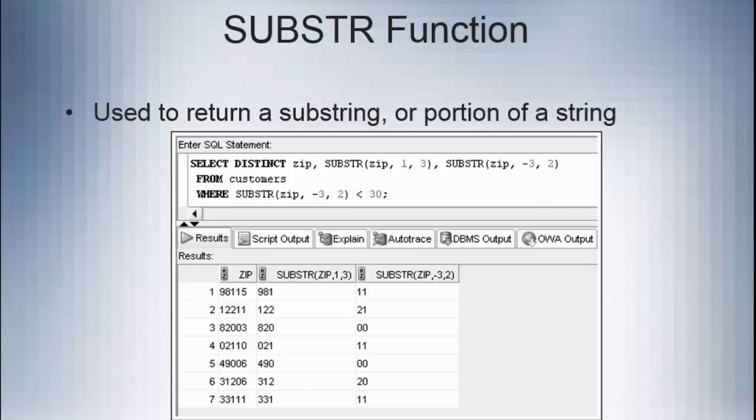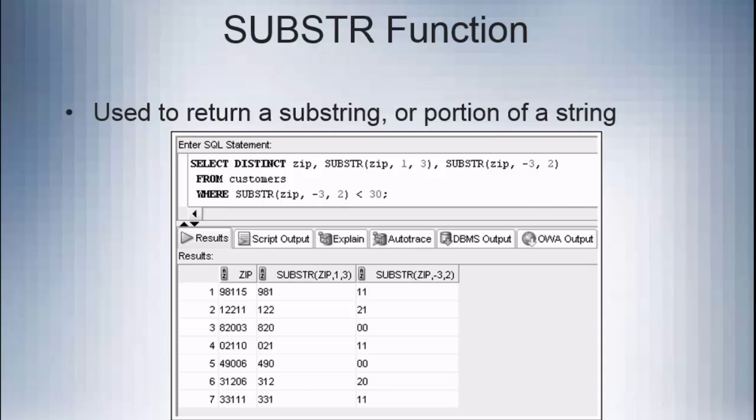For example, in this graphic here, this sample select statement, the second column in the select clause uses the substring and the first argument, the zip field. The second argument is 1 and the third argument is 3. So it will start with the first character of the zip field and retrieve a total of 3 characters. So what we see in the second column of the output for the first record is 981.